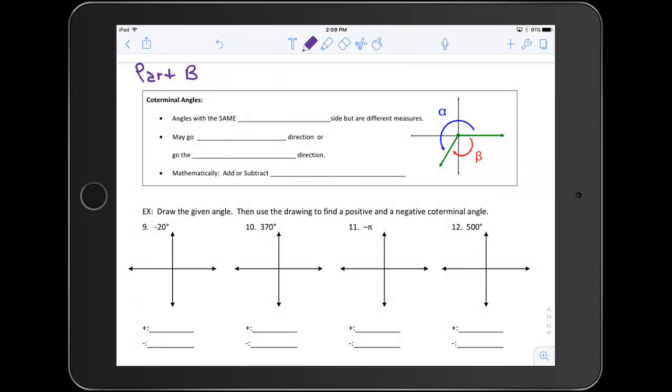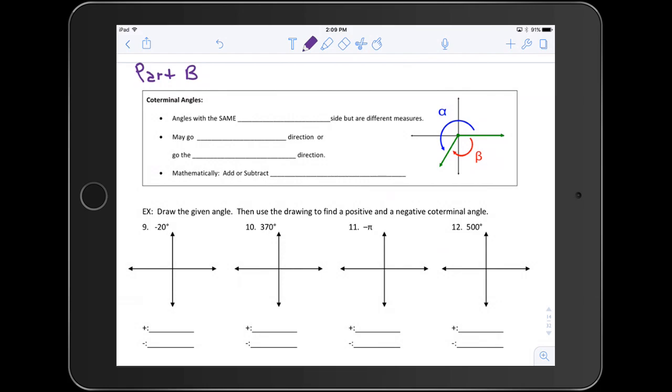Welcome, ladies and gentlemen, to your Part B notes for Section 6.3 and 6.4, where we were just done talking about angles in degrees and radians. We are now going to talk about coterminal angles. And as you see, it's defined right up there in the box at the top.